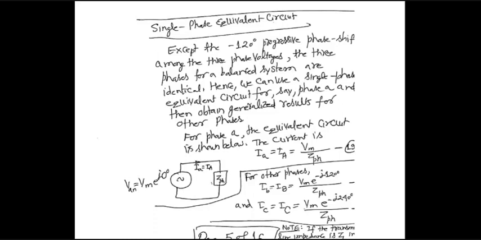Okay, so for phase A, the circuit is simple enough. Single phase generator with VAN value and single phase load with ZPH value. Losses are ignored anyway for now. So I small a or I capital A, whatever you want to call it, will be Vm divided by ZPH, because Vm has zero phase shift. Sorry, VAN has zero phase shift.